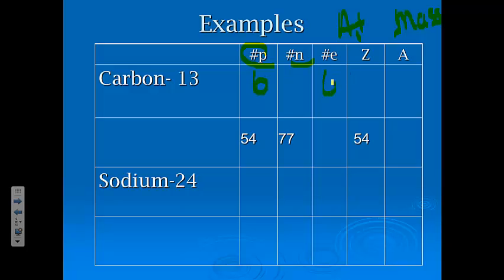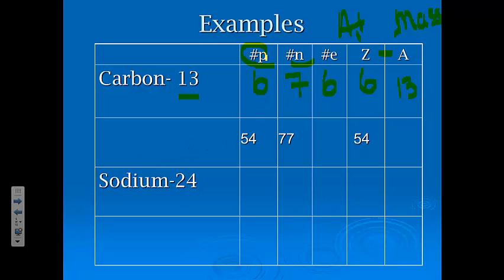As soon as we figure out the number of protons, it's also the number of electrons, and remember Z is also the atomic number. Those 3 numbers are always going to be exactly the same. The mass number, they tell me, is going to be 13. Working backwards, to figure out the number of neutrons, I just subtract the difference between these 2 numbers. 13 minus 6 is going to be 7. Then I can fill in the chart.